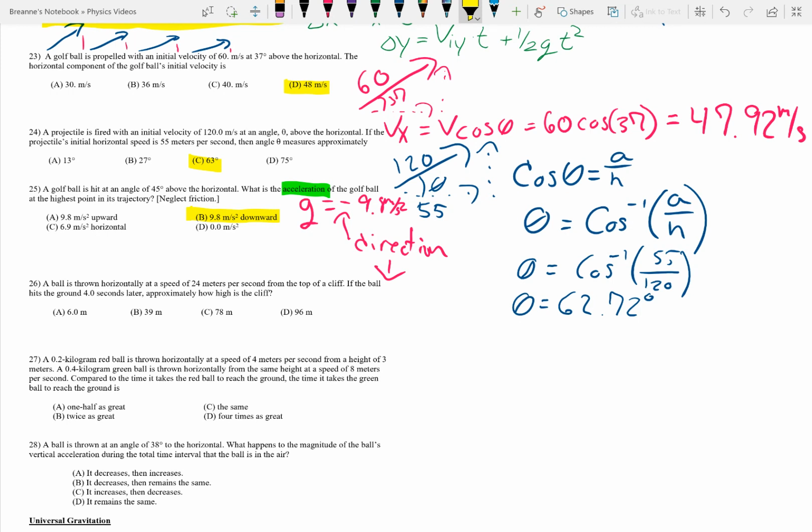A ball is thrown horizontally at a speed of 24 meters per second from the top of the cliff. If the ball hits the ground 4 seconds later, approximately how high is the cliff? Let's draw it out so we can visualize it, shall we? So our cliff, we have a ball.